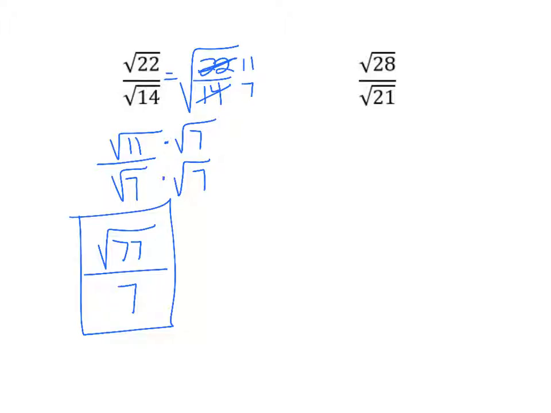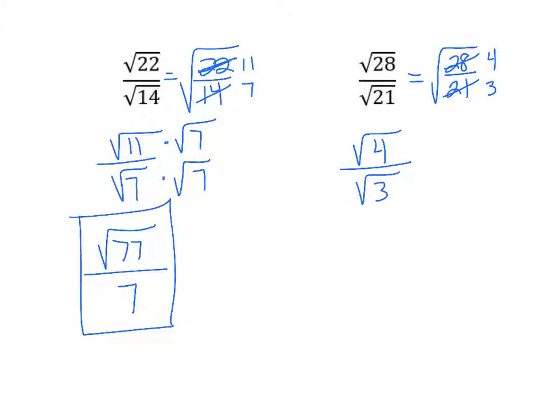All right, last one like this. Again, think of it as the same thing as a big fraction, and the reason I do that is just because I know a 28 and 21 can reduce. 7 goes into both of those. 28 divided by 7 is 4. 21 divided by 7 is 3. This simplified would look like this problem.